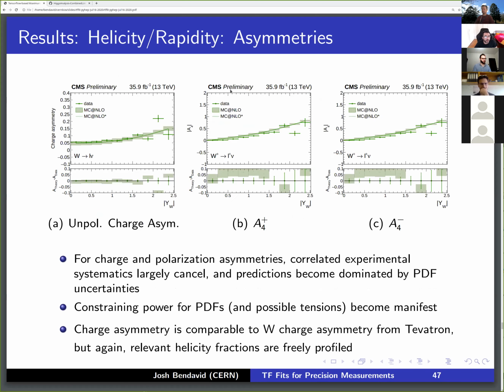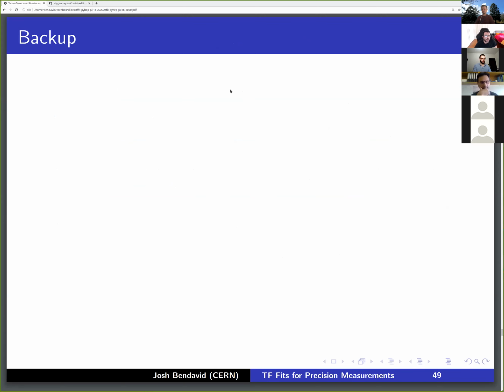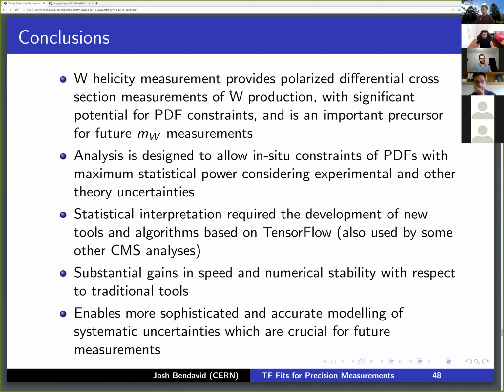I think probably the last thing I want to say then, so that we leave some time for questions, is that these measurements, which I'm talking about, and again, if you're interested in the physics of this, I do encourage you to go read this paper. It provides polarized differential cross-section measurements of W production with significant potential for PDF constraints, and it's an important precursor for future NW measurements. And that's the motivation for why we developed it in this way, to give flexibility for this. The analysis is designed to allow in situ constraints of the PDFs with maximum statistical power, considering the experimental and other theoretical uncertainties.